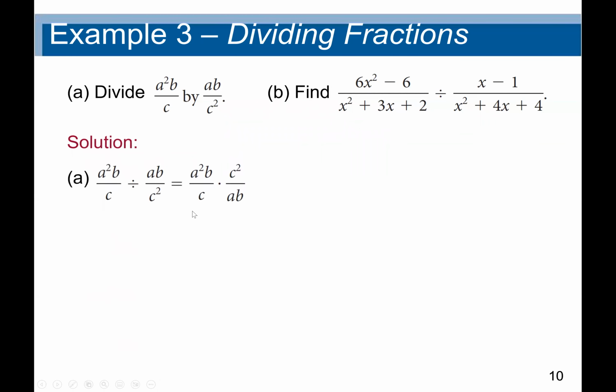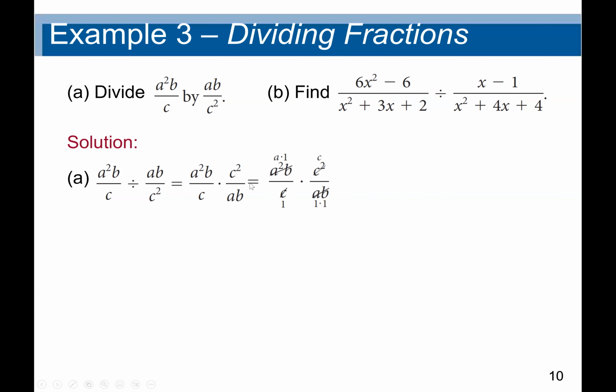So let's see the result. This is A squared B divided by C, all divided by AB over C squared. We change the division sign to multiplication by inverting the fraction that follows after the division sign, so AB divided by C squared now becomes C squared over AB. Then if we like, we can cancel first. A will go into A squared is A, B will cancel B, C will go into C squared is C. Or we can do the multiplication first.